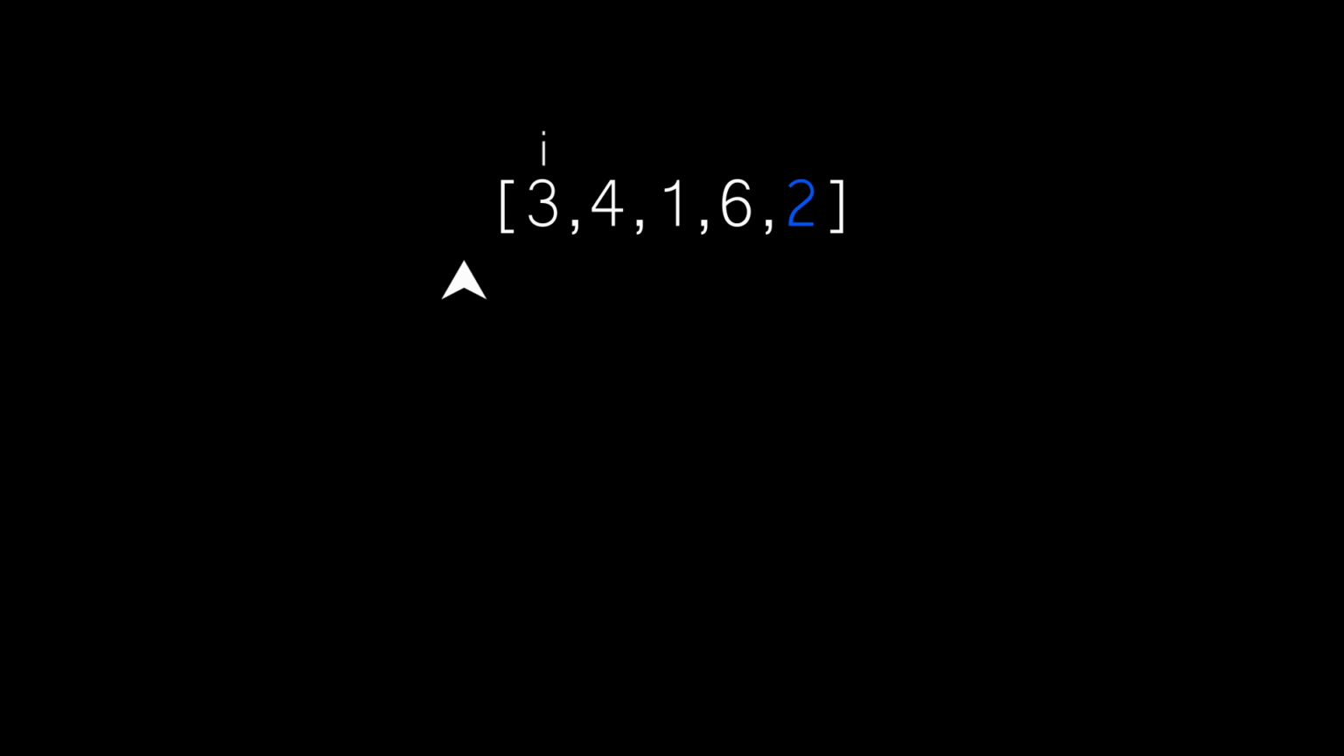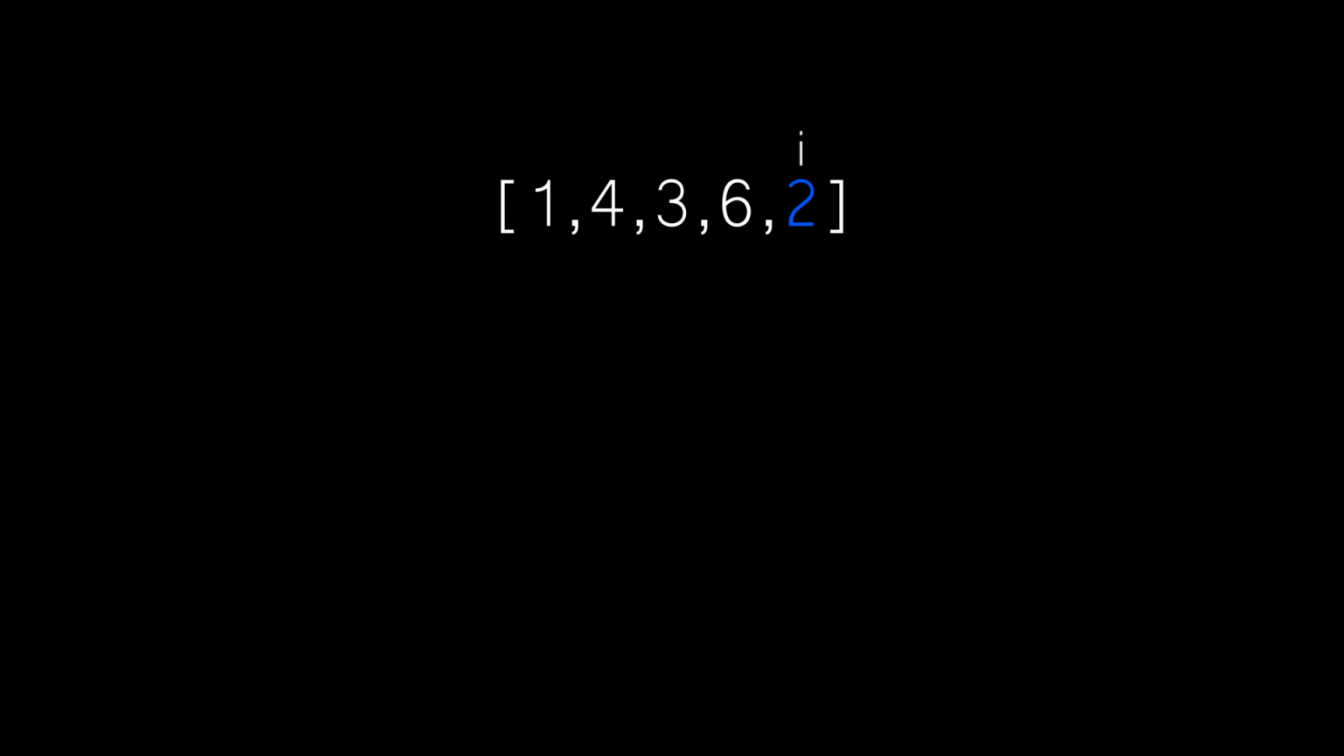Then we begin iterating. Our first element, 3, is greater than 2, and we will do nothing. Our second element is 4, which is also greater than 2, so we will do nothing. Our third element, 1, is less than 2, so we will swap. But we will do this by incrementing our pointer by 1, then swapping the number at our pointer with the current number in our iteration. So 1 and 3 have swapped. Our fourth element, 6, is larger than 2, so we do nothing.